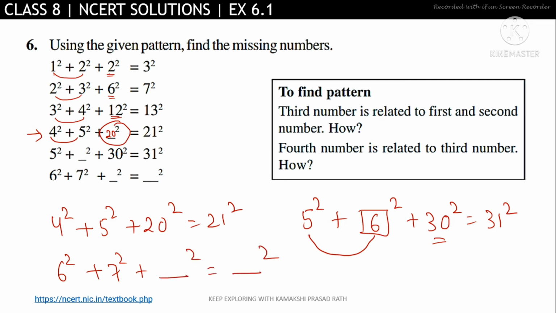So what is the relation for the third number? You have to just multiply the first two. So 6 7s are 42 squared. Now we have to find the sum also. That's the last one, so we will find the fourth number. What is the relation of the fourth number?